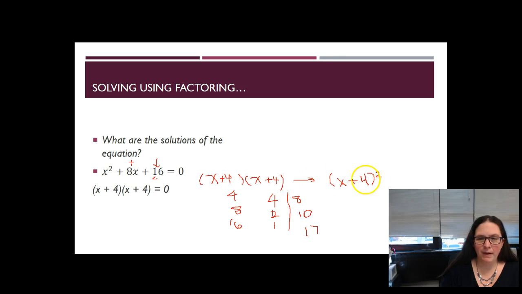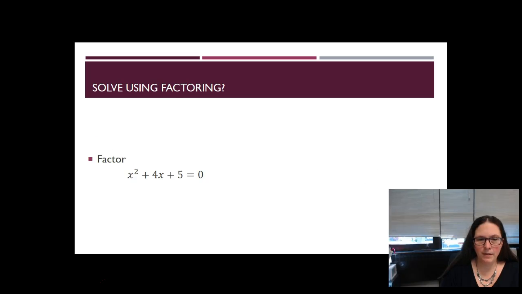So this can also be written as x plus 4 squared. That's just a quick review of the basic properties of factoring. On the next setup, you'll notice that sometimes we come across equations that when we get ready to factor them, they don't go so easily.